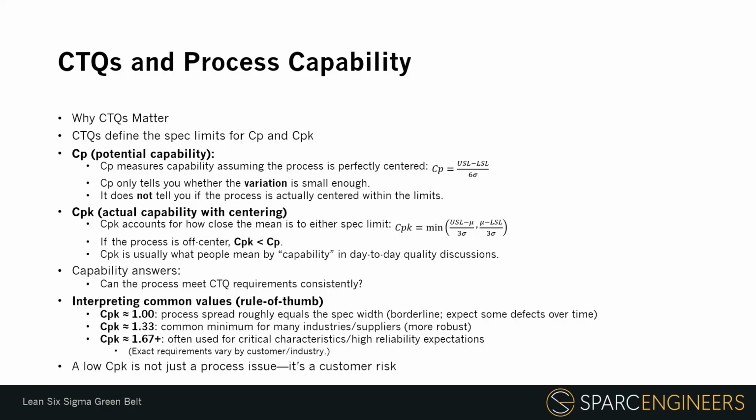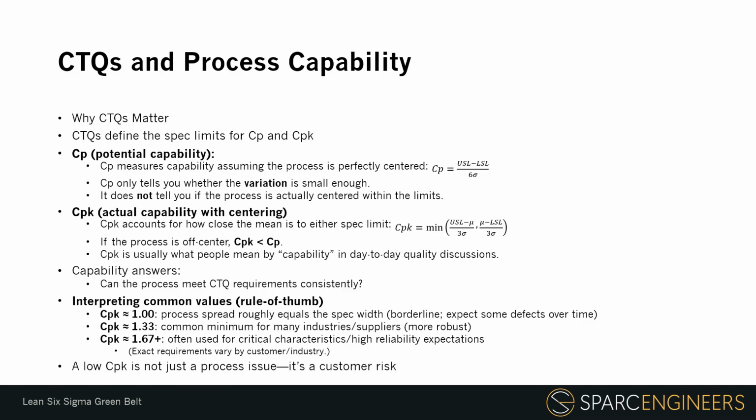That is where CPK comes in. CPK is actual capability with centering. It accounts for how close the process mean is to either specification limit. If the process is off-center, CPK will be lower than CP. In day-to-day quality discussions, when people say capability, they often mean CPK because it gives a more realistic picture of whether the process is actually meeting the requirement consistently. Capability answers a very important question. Can the process meet CTQ requirements consistently?